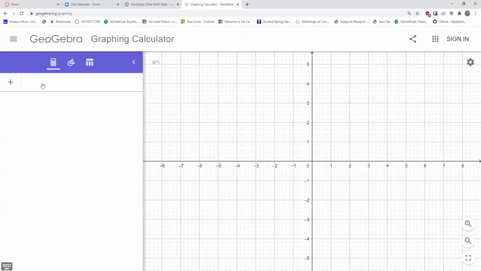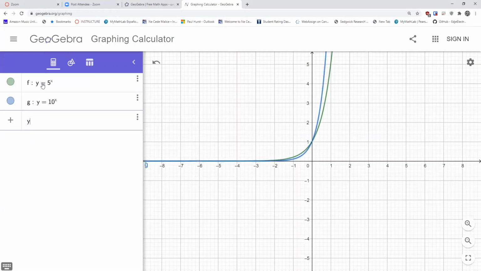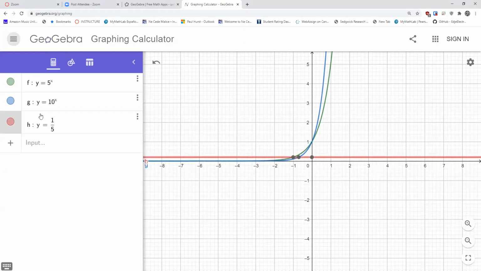And the 4 graphs that it asked for were y equals e to the... no, 5 to the x, and then y equals 10 to the x, and then y equals 1/5... No.